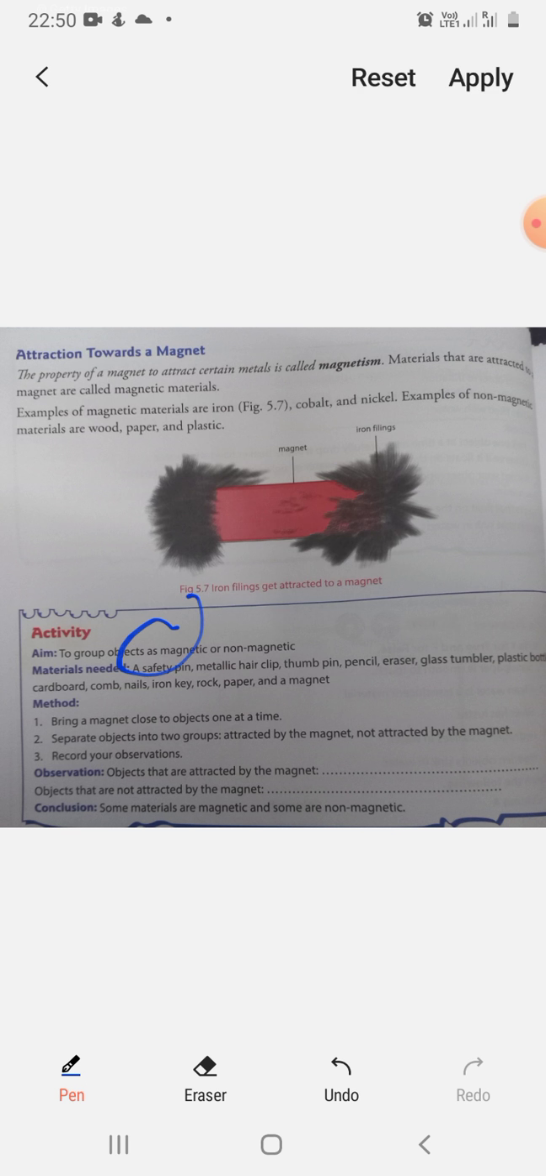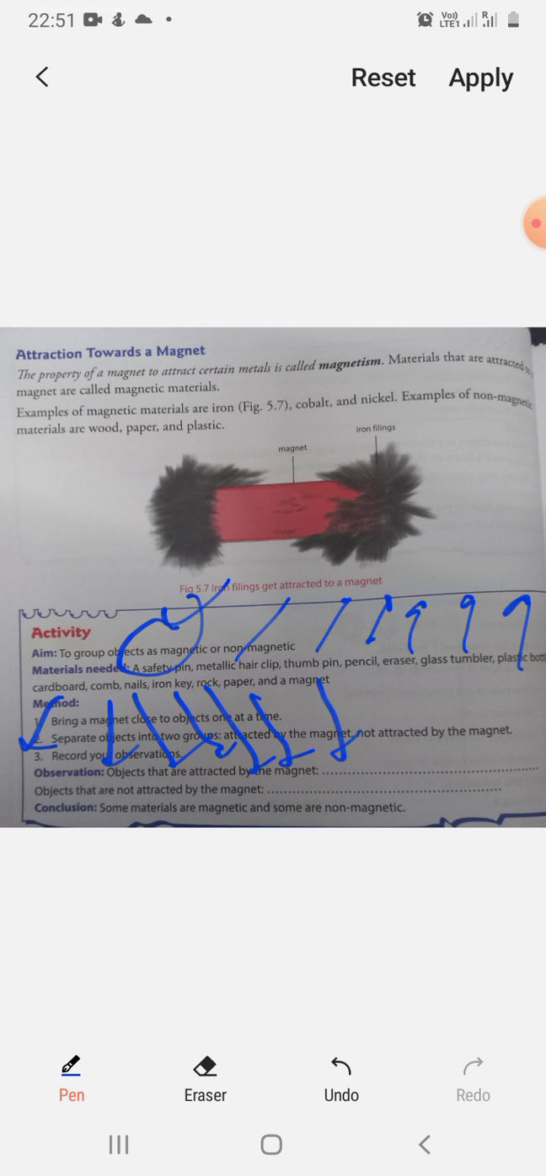A safety pin is a magnetic material. Metallic hair clip is magnetic. Thumb pin is magnetic. Pencil is non-magnetic. Eraser non-magnetic. Glass tumbler non-magnetic. Plastic bottle non-magnetic. Cardboard non-magnetic. Comb non-magnetic. Nails magnetic. Iron key magnetic. Rock non-magnetic, paper non-magnetic, and a magnet is obviously needed to check out the magnetic or non-magnetic material. Here nails are mentioned.